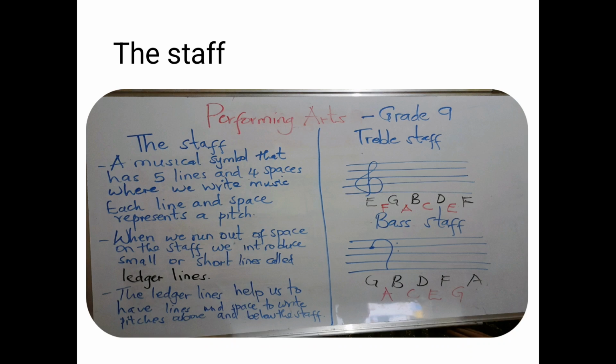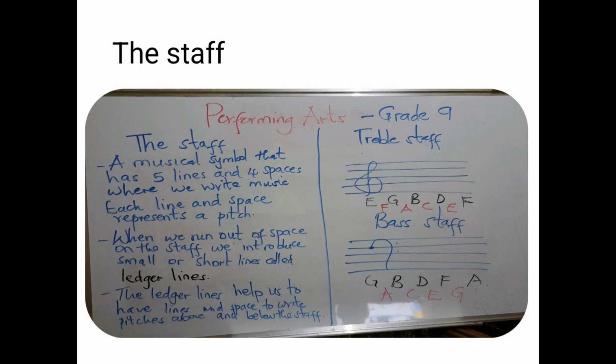When we run out of space on the staff, we introduce ledger lines that help us to indicate notes that are on the space or on the line above or below the staff.